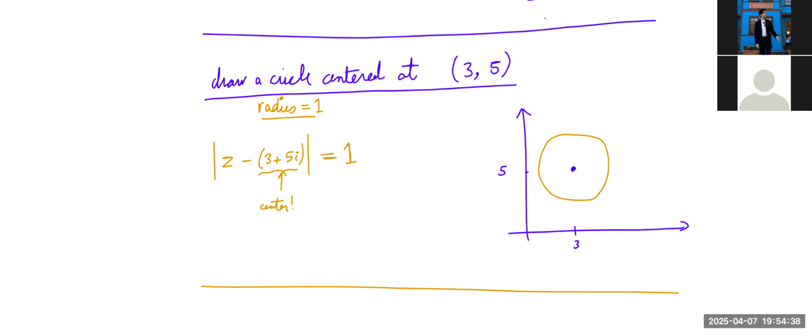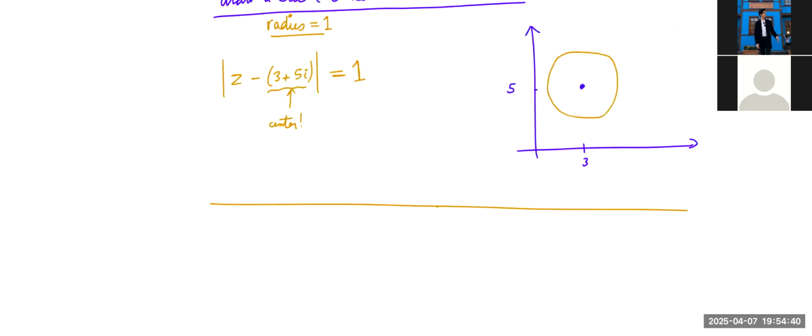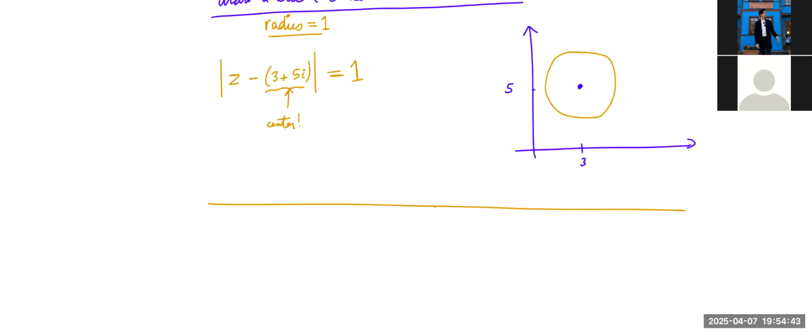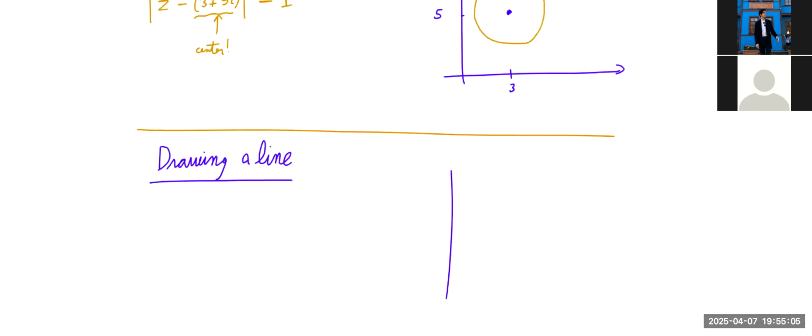Okay, let's talk about lines now. What if I want to draw a line? So instead of having my complex numbers in a circle, what if I want to make a line of complex numbers? So every single complex number that sits on this line. What if I want to do that? Let's see. So drawing a line. For instance, what if I want to draw this line? So this one. What do I do?